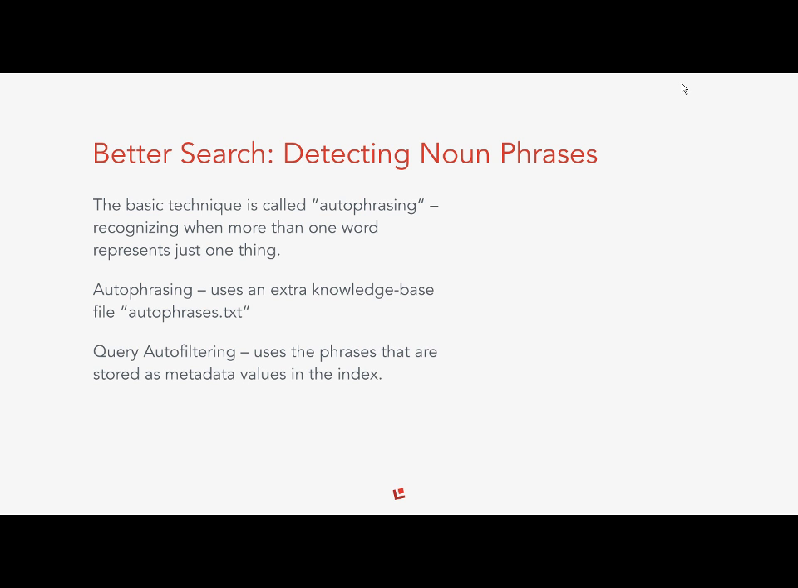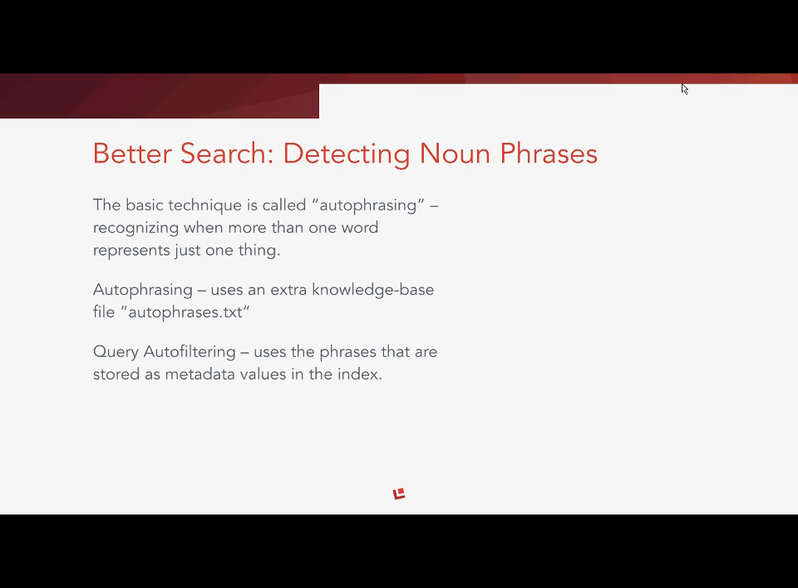We need to give it a set of data. So one of the ways to improve things is to explicitly tell the search engine what token patterns constitute important phrases. Autophrasing is a technique, and it gets its name because we inform the search engine about phrases, noun phrases, that represent single things or concepts. Autophrasing requires an additional knowledge source, which is this autophrases.txt, a flat list of phrases that should be treated as single entities.